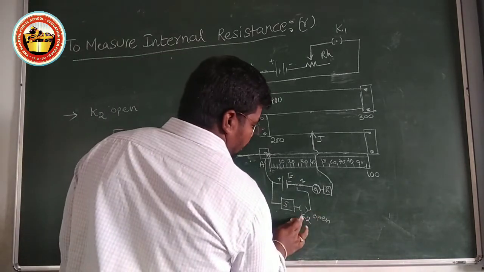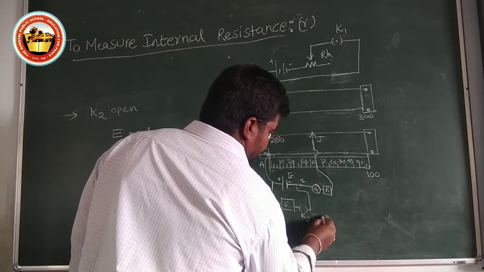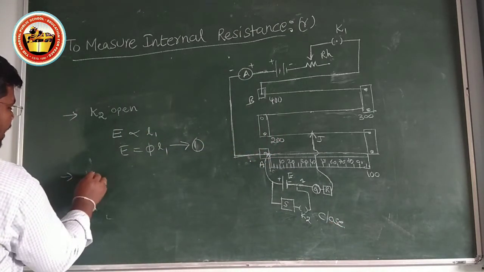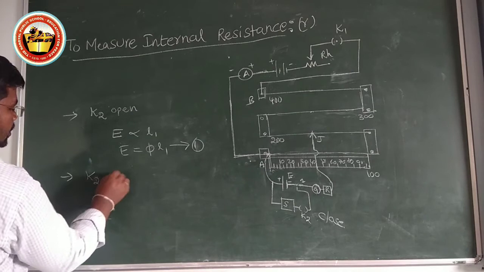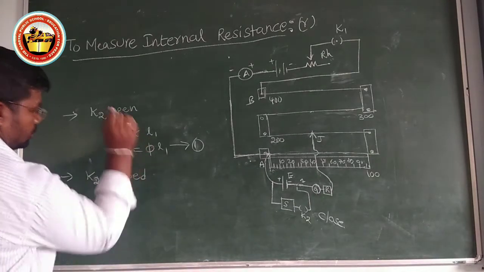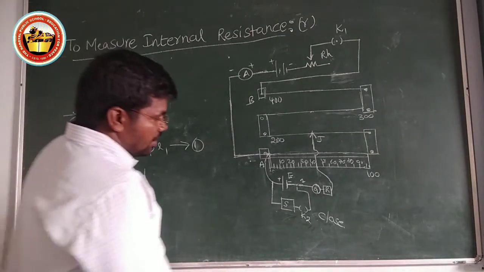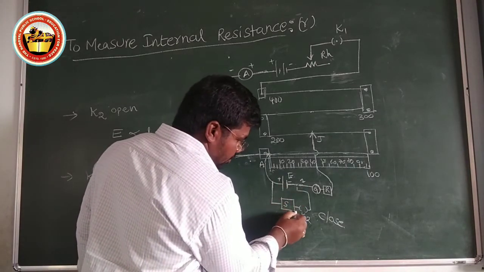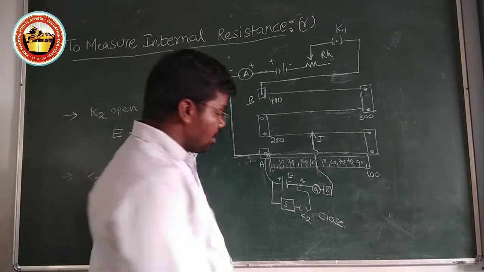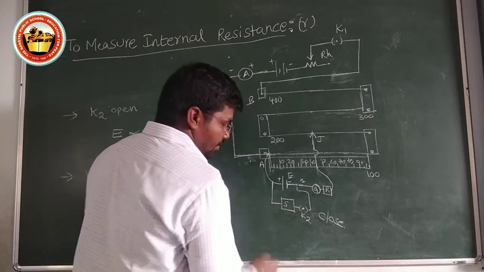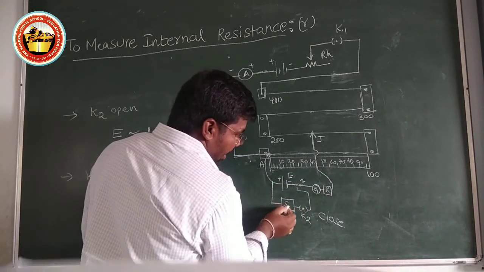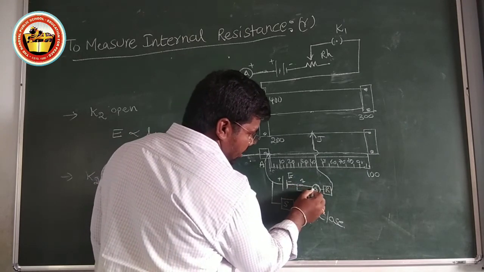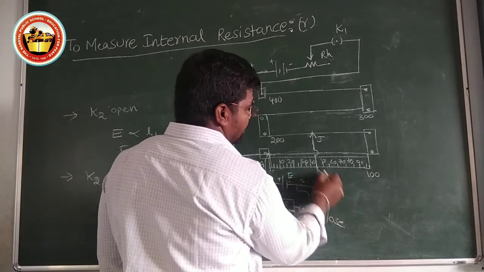And K2 is closed. When K2 is closed, it means the current passing through E and the current passing through S are added. Again these two currents add at one point. After that the current passes through the galvanometer, resistance box and jockey.